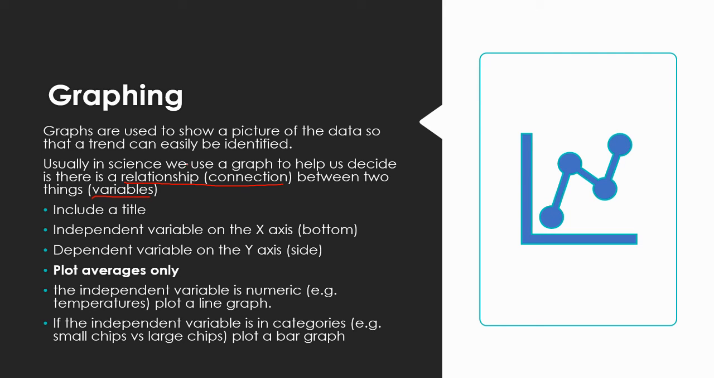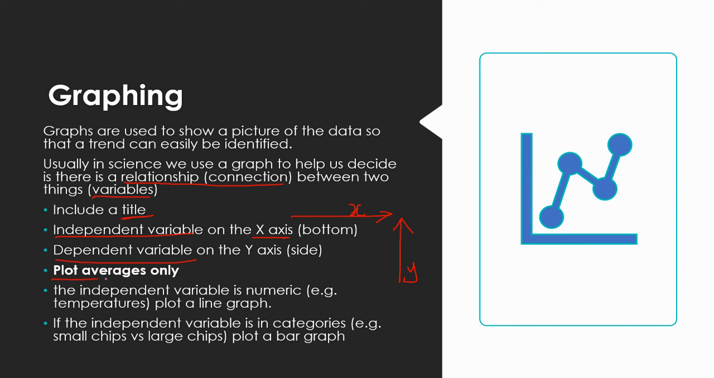So there's a few things we look for when we're marking graphs. We want to include a title that tells us what the graph is about. The independent variable goes on the x-axis. That is the horizontal axis. That's the one that goes along the bottom. The dependent variable goes on the y-axis, y to the sky. That's the one that goes up. So this is the y-axis and this is the x-axis.